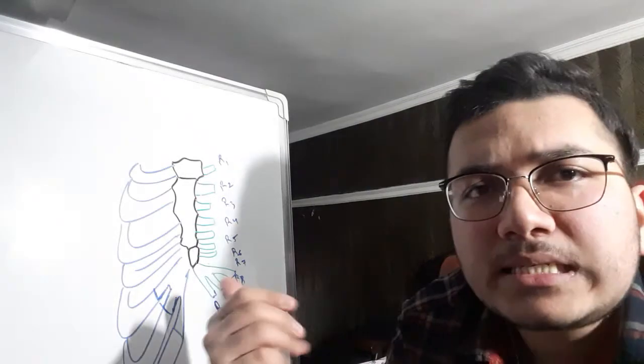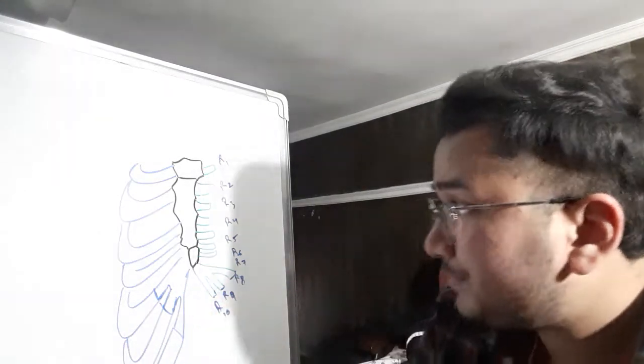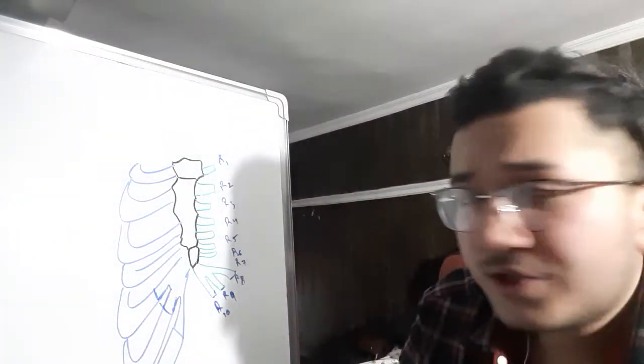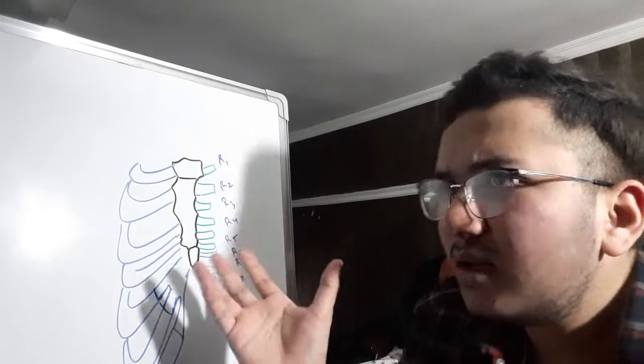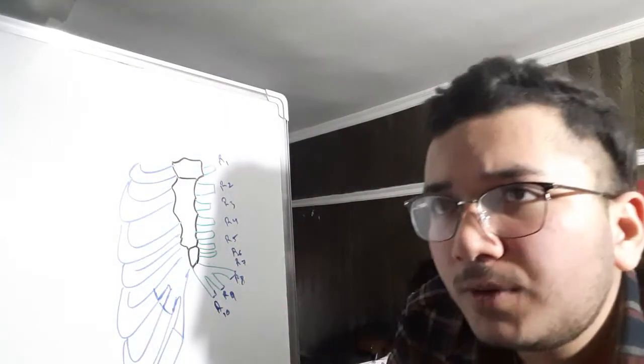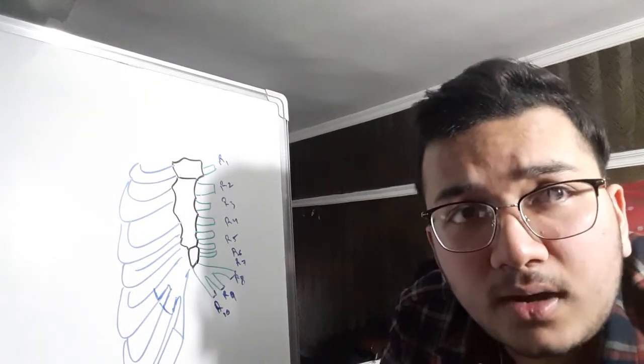So this is the anterior region of our thorax region. This is also called the pleural cavity. What is the pleural cavity? Pleura means the lungs. The lungs cavity is here. The lungs are located here.